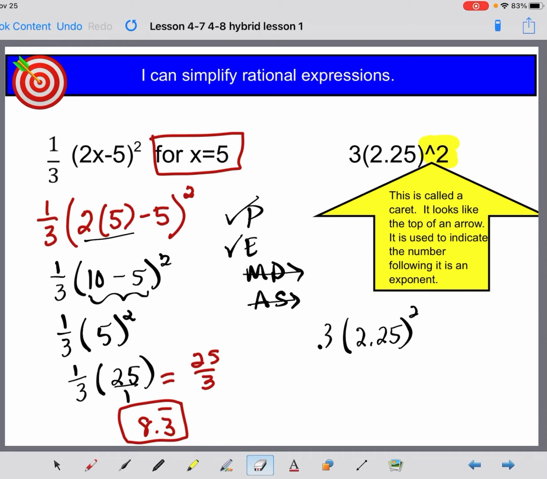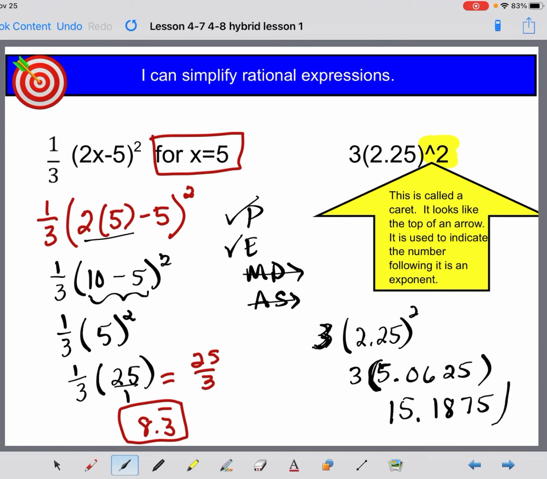In the next one, I need to do my parentheses first, but there is nothing being grouped. The next thing I need to do is my exponent. So I need to take 2.25 to the second power. So you're going to take 225 times 225, and then you're going to get a really long decimal. That's yuck. And you're going to get 5.0625 times 3. Now, you're going to take that, times it by 3, and you get 15.1875.